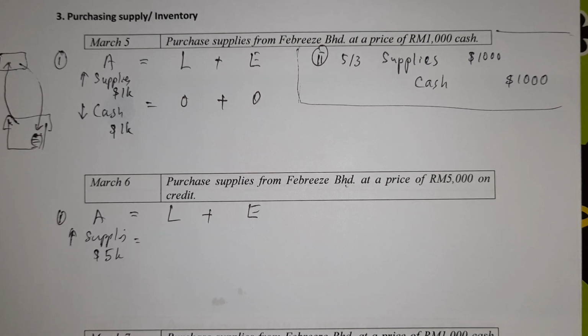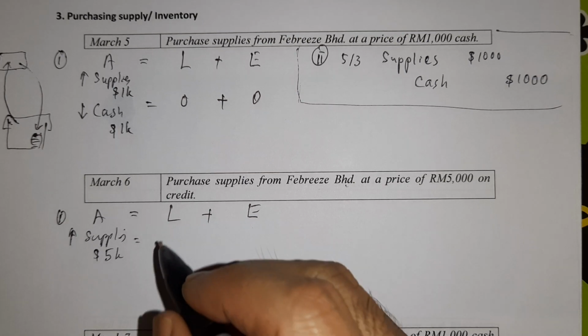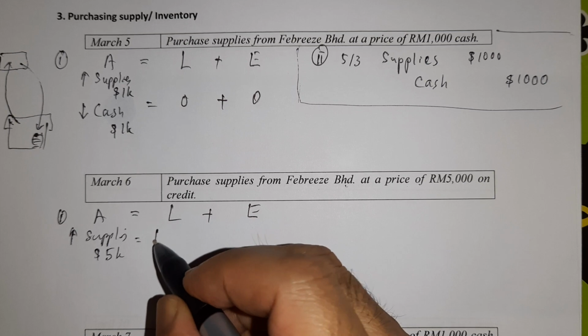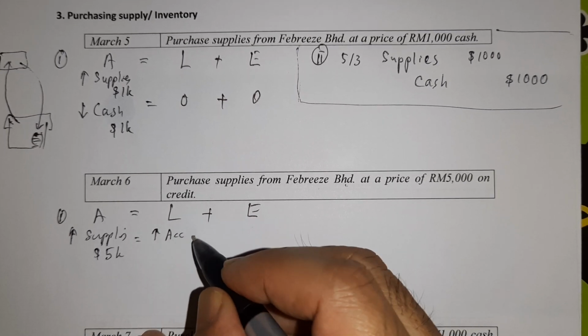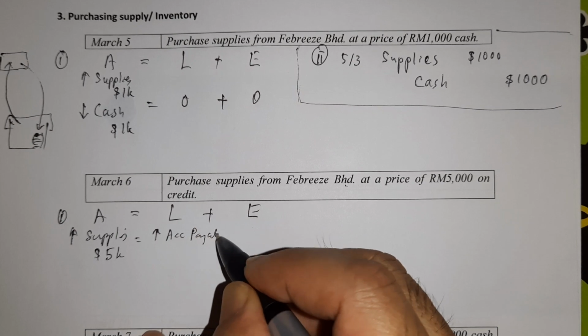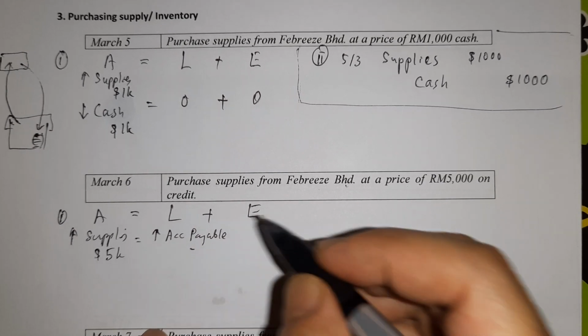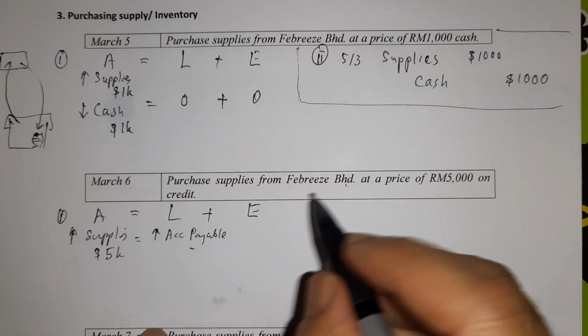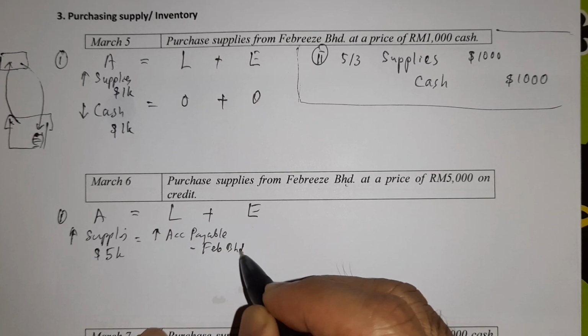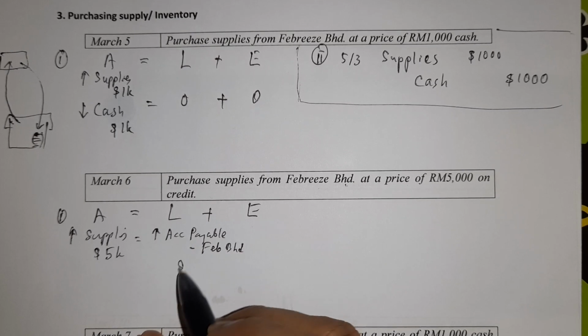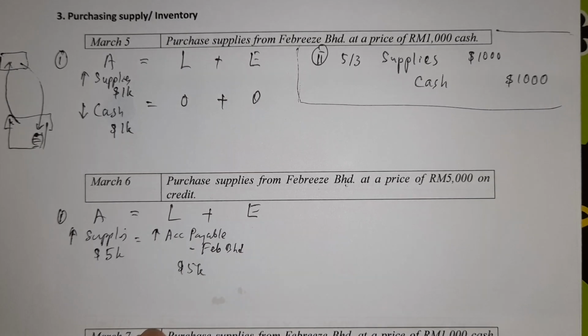And then the business purchases on credit. So the business owes money to the supplier. So when the business owes money to the supplier, there is an increase in liability or debts. The name of the account, remember, we record in account payable. And then you have to write the name of the supplier. Here the name is Fibris Berhad. Okay. So the amount is 5,000.